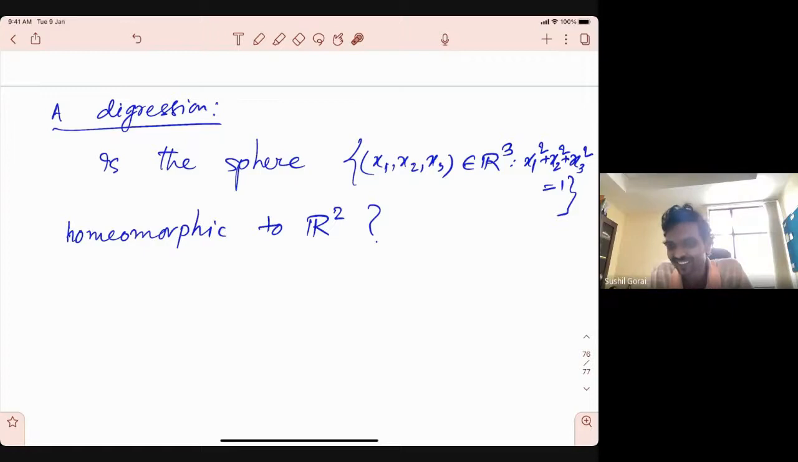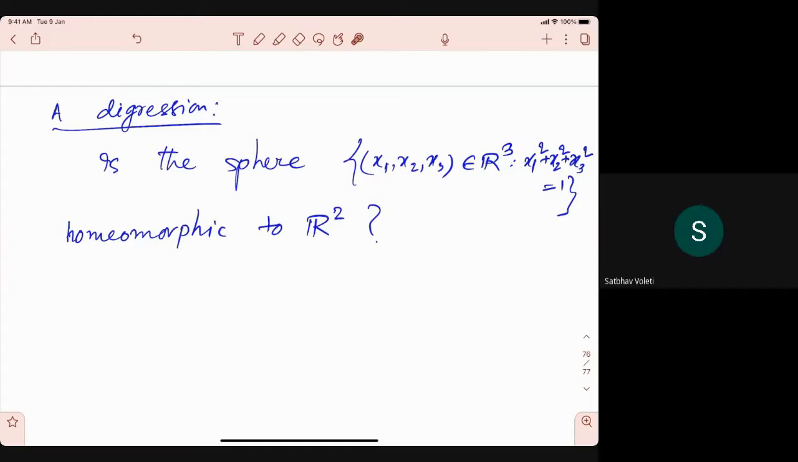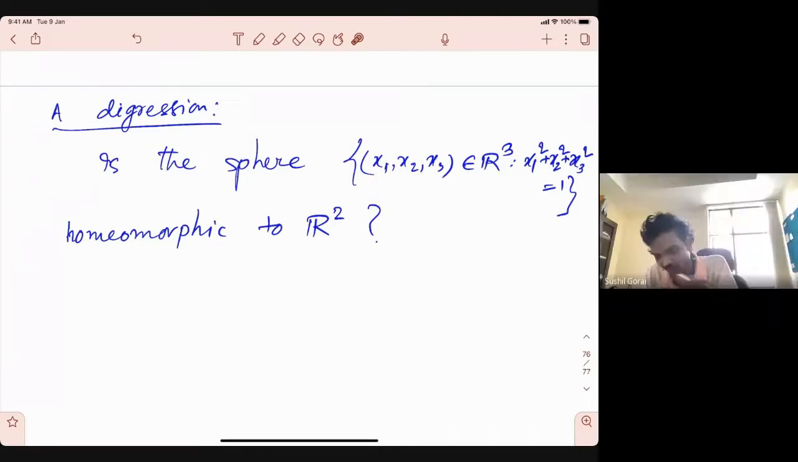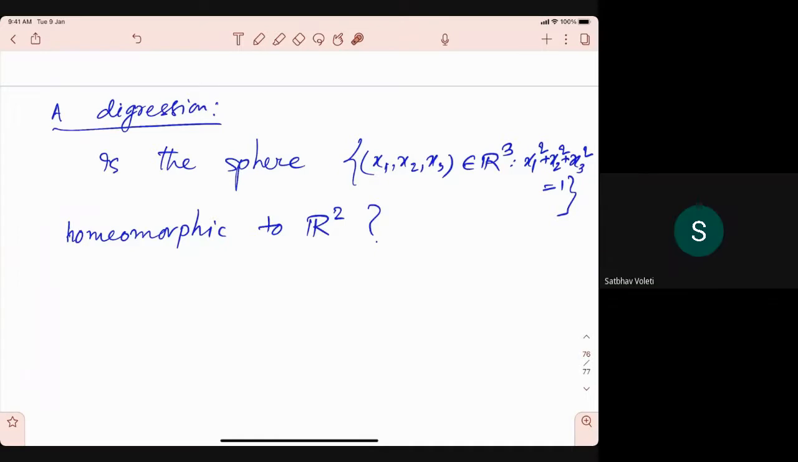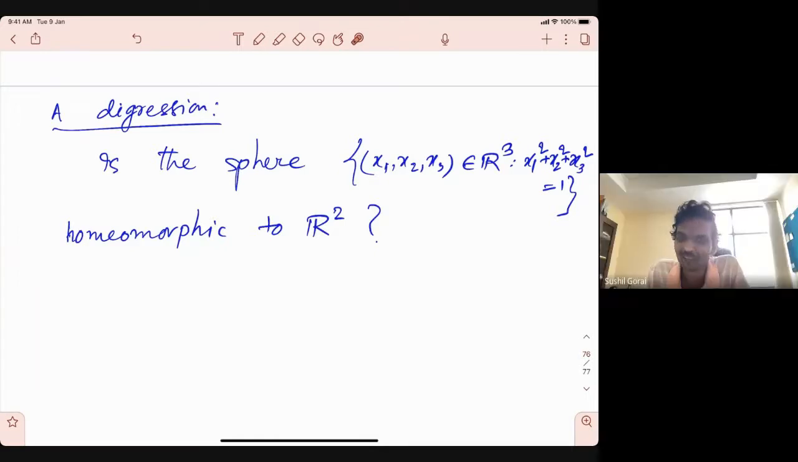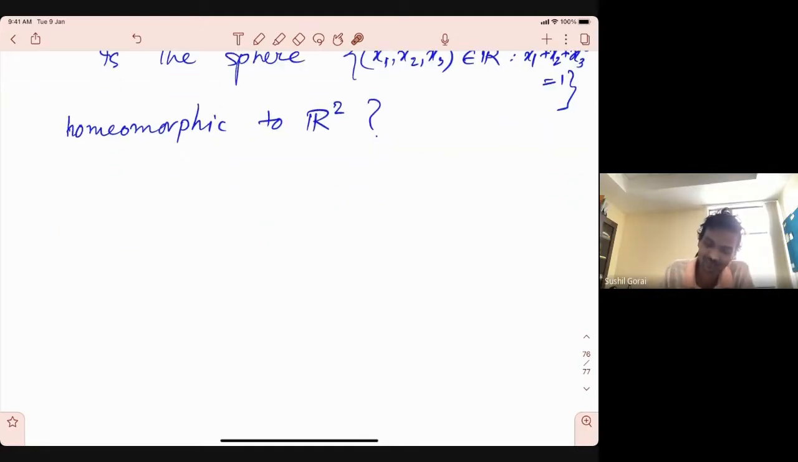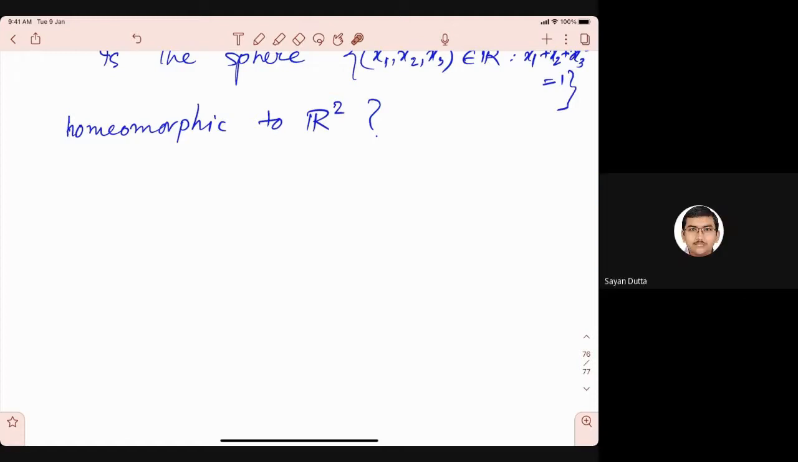Yeah, you're right. You're almost getting to it, but not exactly. So the sphere is compact. R2 is not compact. A continuous image of a compact set is compact, but R2 is not compact. That's a contradiction. But you have a very good point. Yeah, you can actually remove one point and you can give a homeomorphism.